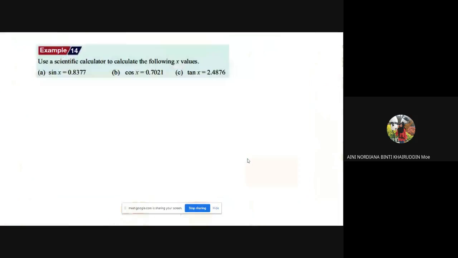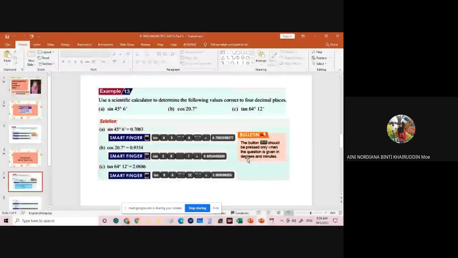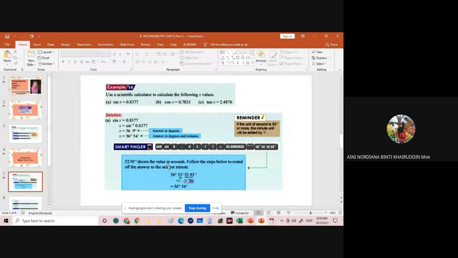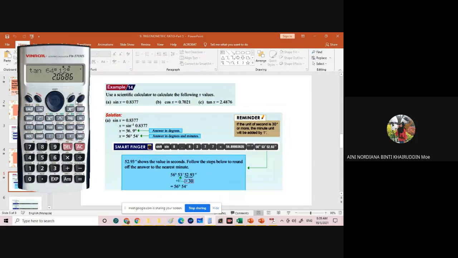Okay, good, Afifah. So have a look at this example. Use a scientific calculator to calculate the following x values. So we want to use the calculator again for this question. Take your calculator. We want to calculate the x values. Given here, sin x equals 0.8377. So have a look at this step work.